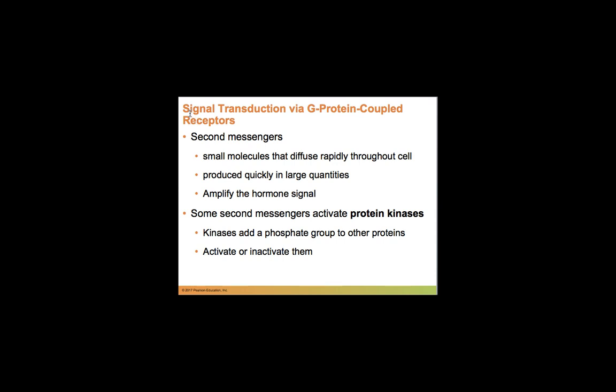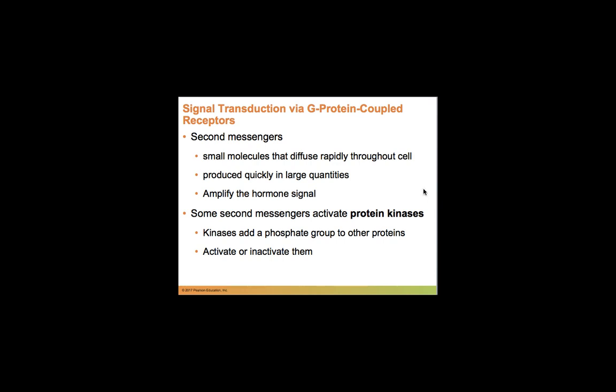Alright, so what are these second messengers? Second messengers are important because they're small molecules, and these smaller molecules can diffuse rapidly throughout the cell. Another good benefit about our second messengers is that they're produced quickly and in large quantities. Therefore, they're good to amplify that hormone signal. Hormones are always produced in very low quantities. Why hormones still work the way they do is through our second messengers. So no second messenger production would mean no response to that hormone.